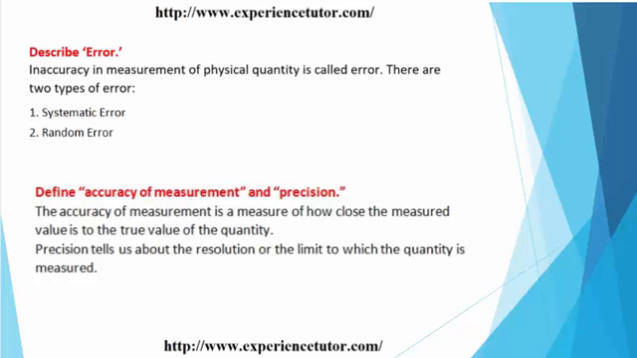Next question is: define accuracy of measurement and precision. The accuracy of measurement is a measure of how close the measured value is to the true value of the quantity. Precision tells us about the resolution or the limit to which the quantity is measured.